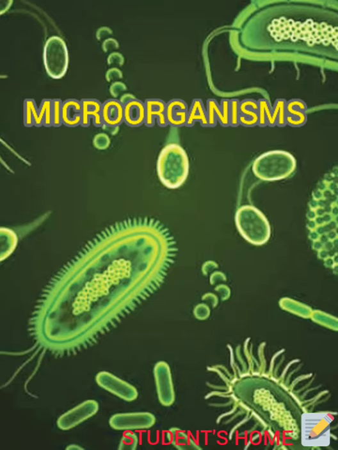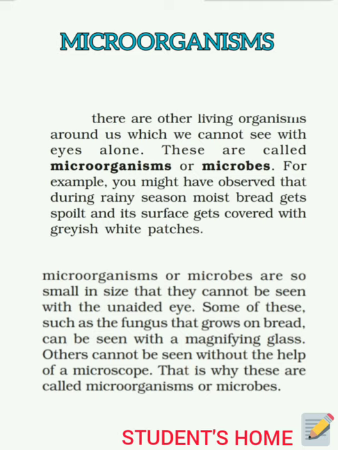So class, today we are going to start our new topic, that is microorganisms. You have seen several kinds of plants and animals till now. However, there are other living organisms around us which we cannot see with eyes alone. These are called microorganisms or microbes. Microorganisms or microbes are so small in size that they cannot be seen with an unaided eye. Unaided eye means, class, an eye without the external help of any zooming lens.